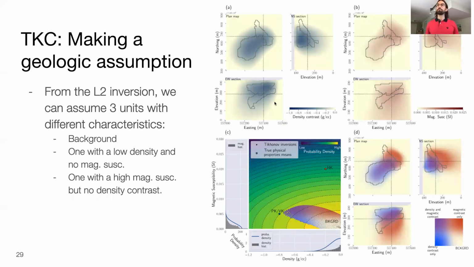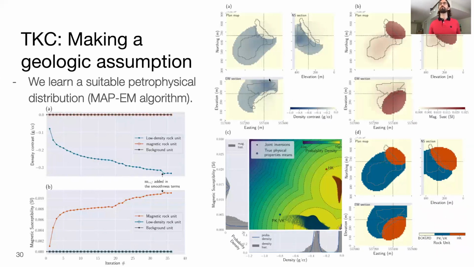And if we look just back at the least square inversion, we saw that the two magnetic and gravity anomalies are not centered at the same place. So what I can do, for example, with this framework is I can assume that there are 3 units. One is the background. I can assume that one has a low density but no magnetic response, and that another one has a high magnetic response but no density contrast. So it's not true, but it's a good enough approximation, and that we can make just by looking at the least square inversion. And so using that assumption within the PGI algorithm, this is what we will recover.